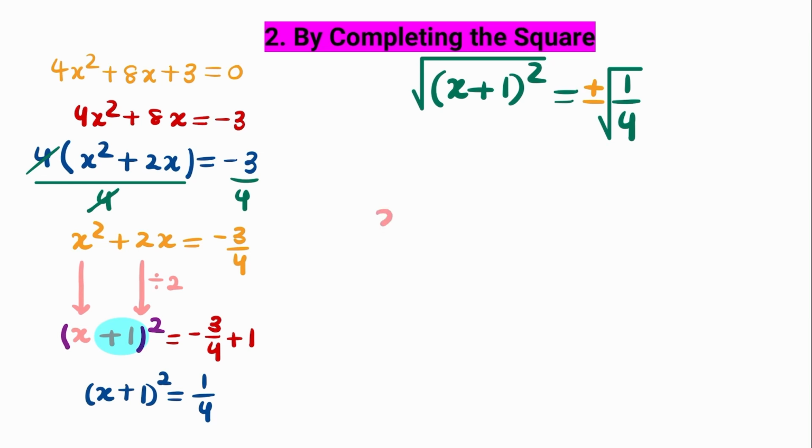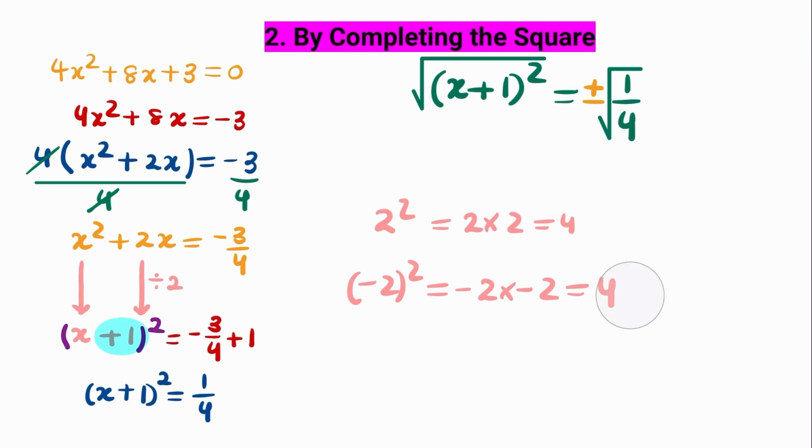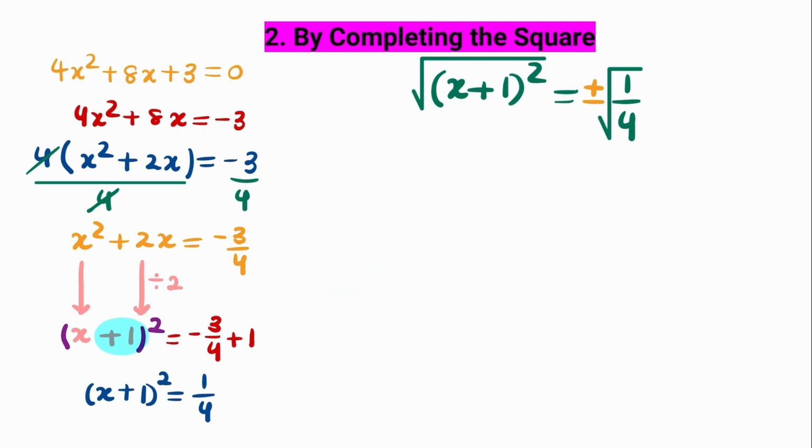For example, let's take 2 squared and also minus 2 squared. What is 2 squared? 2 squared is 2 times 2, which is 4. What about minus 2 squared? Minus 2 squared is equal to minus 2 times minus 2, which is equal to, yet again, plus 4. Therefore, the square roots can be either plus or minus. So we have to put a plus or minus sign in front of the square root on the right hand side. Now in the left hand side, we can cancel out the square root and the square signs.